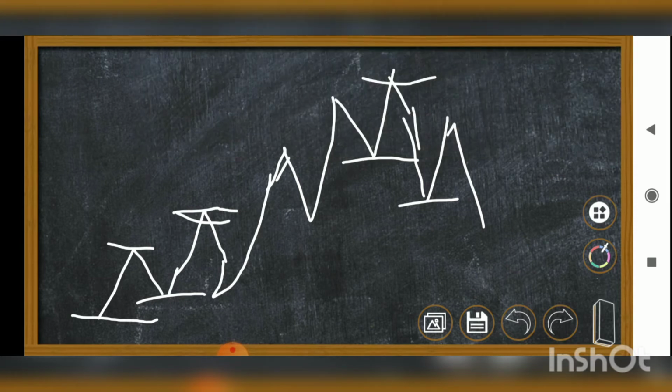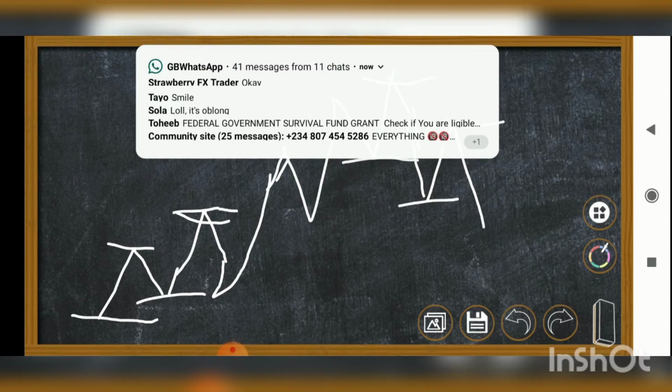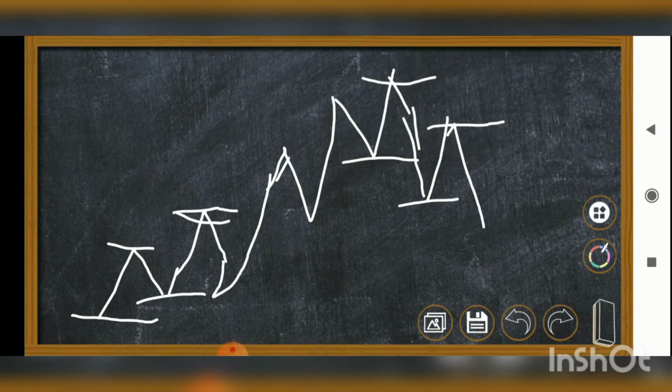So this top here will now be our lower high, and this next one will be our lower low. I hope you understand now. So the market keeps going like this. Did you get that?